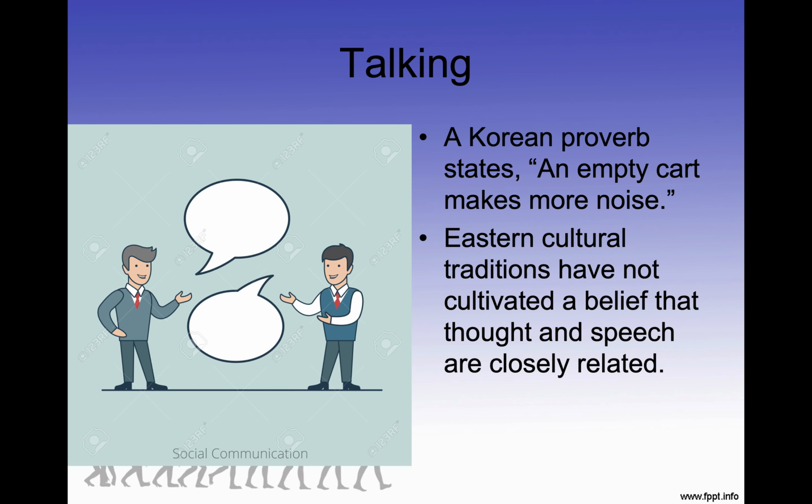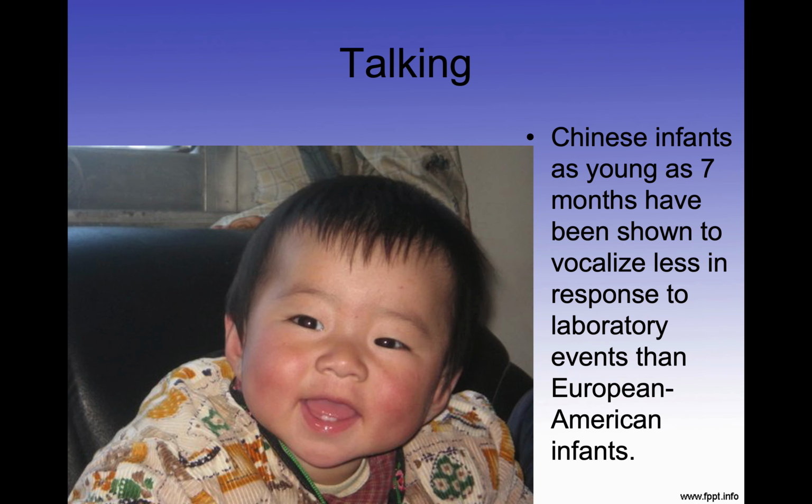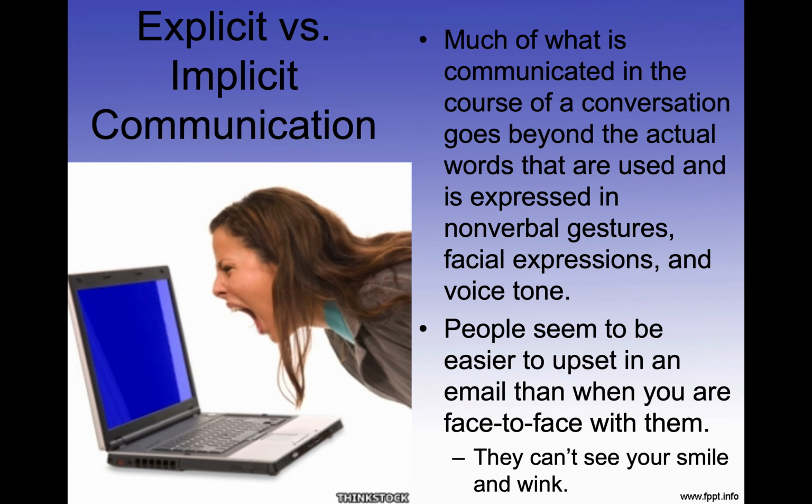Eastern culture traditions have not cultivated the belief that thought and speech are closely related. Japanese mothers have been shown to speak less to their children than American mothers. Chinese infants as young as 7 months have been shown to vocalize less in response to laboratory events than European American infants. And if you think of your own babies, they started talking almost in sentences, even though they weren't saying anything. They sounded like sentences, at 7, 8, 9 months.